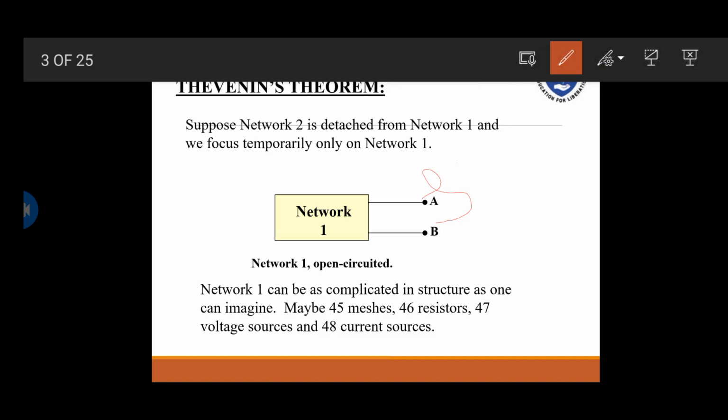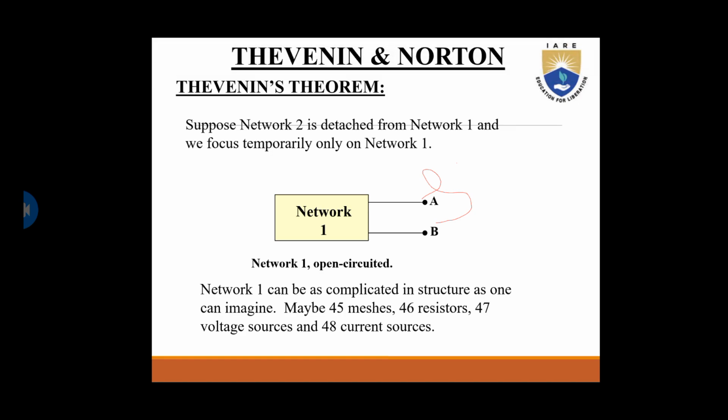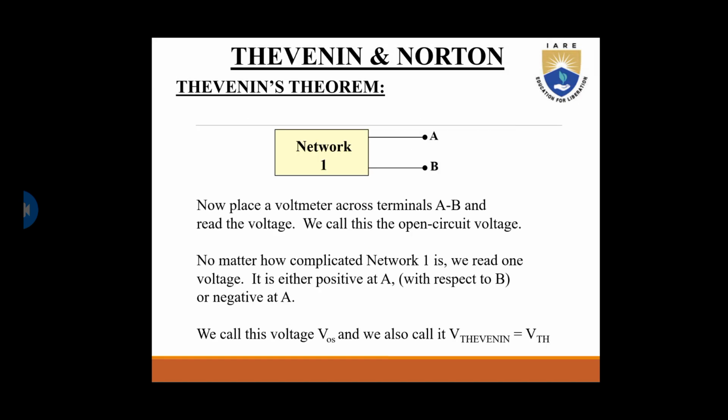Network 1 can be imagined as a mesh-like network, as I discussed before. Here, mesh means a circular circuit. You can consider it, but it should have a single voltage source or single current source. That is basically a mesh, and a network can consist of resistors or any other kind of element. Let it be.